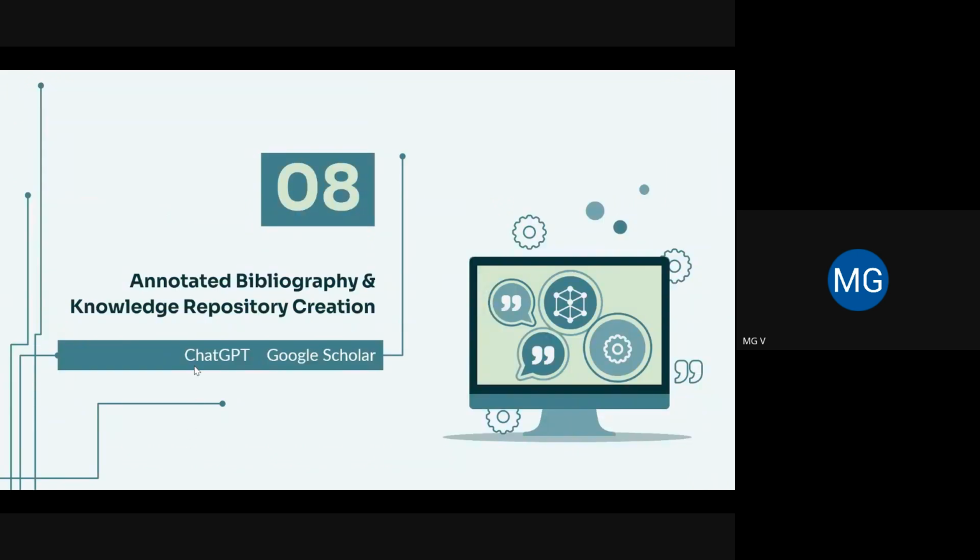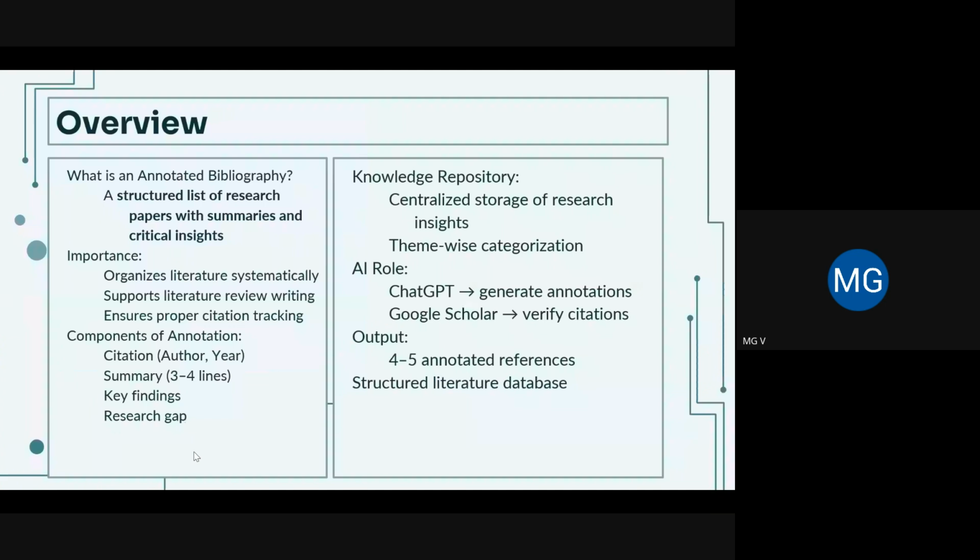Now, annotated bibliography and knowledge repository creation. An annotated bibliography is an essential component of academic research as it organizes literature into a structured and easily accessible format. Unlike a simple reference list, an annotated bibliography includes summaries, key findings, and identified research gaps for each study. This enables researchers to quickly understand the relevance and contribution of each paper. Using AI tools such as ChatGPT, participants can convert structured notes into well-written annotations.